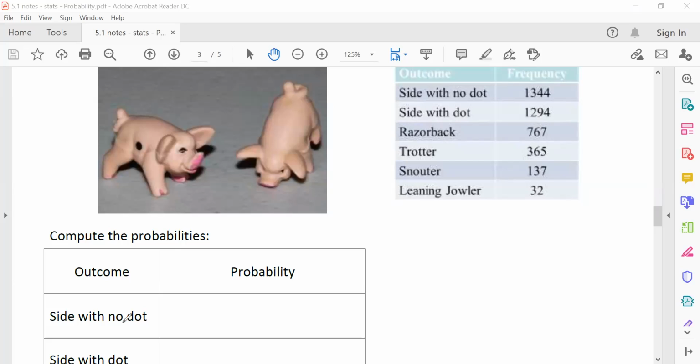So the side with no dot, that happened 1,344 times out of 3,939 times. And so if we take that and we round to 3 decimals, we get about 0.341. So a little more than 34% of the times that we rolled the dice, we observed the side with no dot.